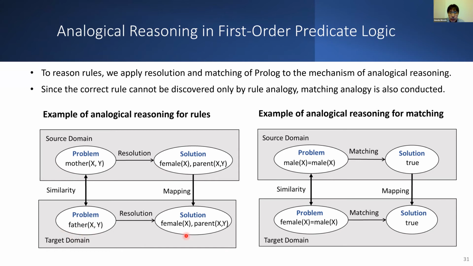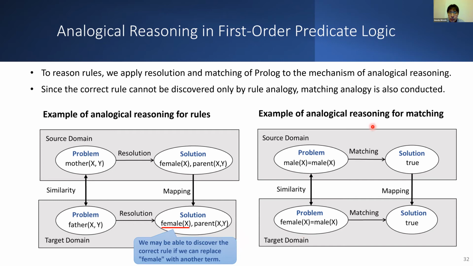So we can map "X is a female and X is Y's parent" to this solution on the target domain. However, "if X is a female and X is Y's parent, then X is Y's father" will not be a correct rule. We will be able to discover the correct rule if we can replace female with another term. Since the correct rule cannot be discovered only by rule analogy, matching analogy is also conducted.